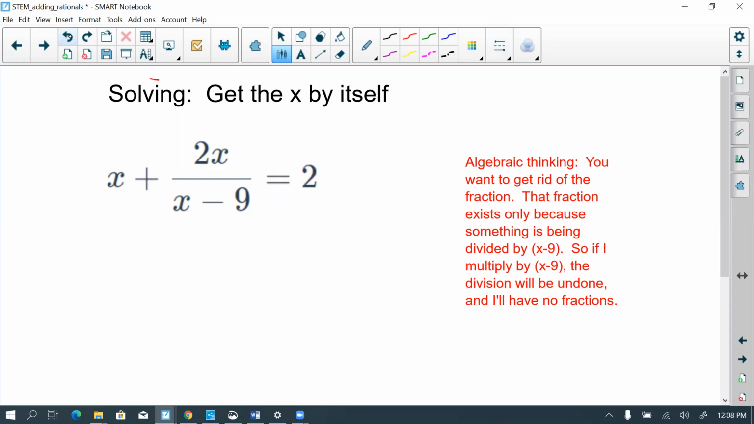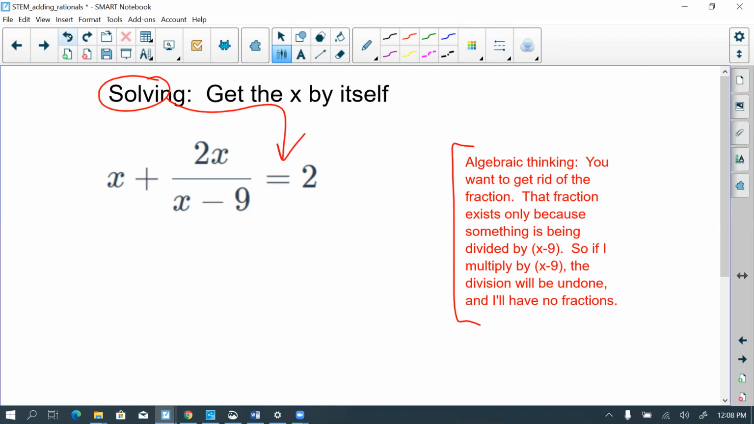We are solving, which means we have an equation, two things equal each other, and you get to do whatever you want. You just got to do it to both sides. And you have to do things so that the last thing you write is x equals some number, and then you're done. So how do we do this? Well, this is what I want you to be thinking.